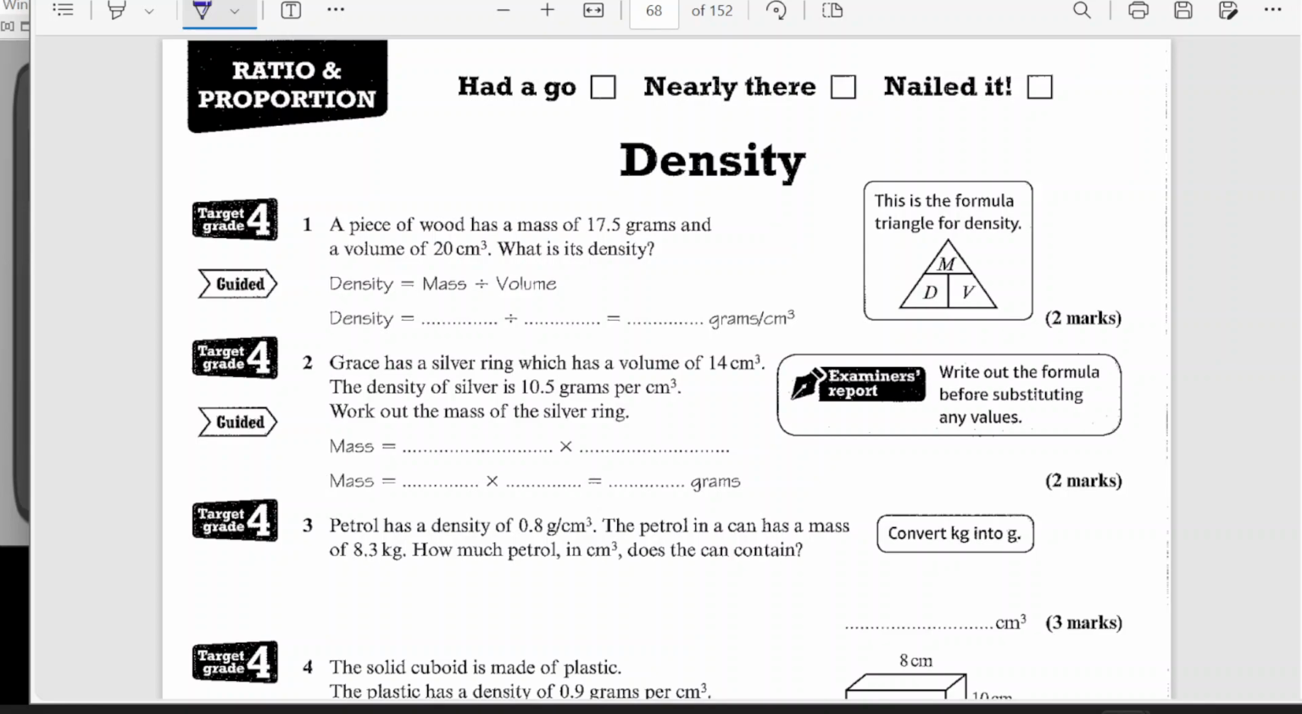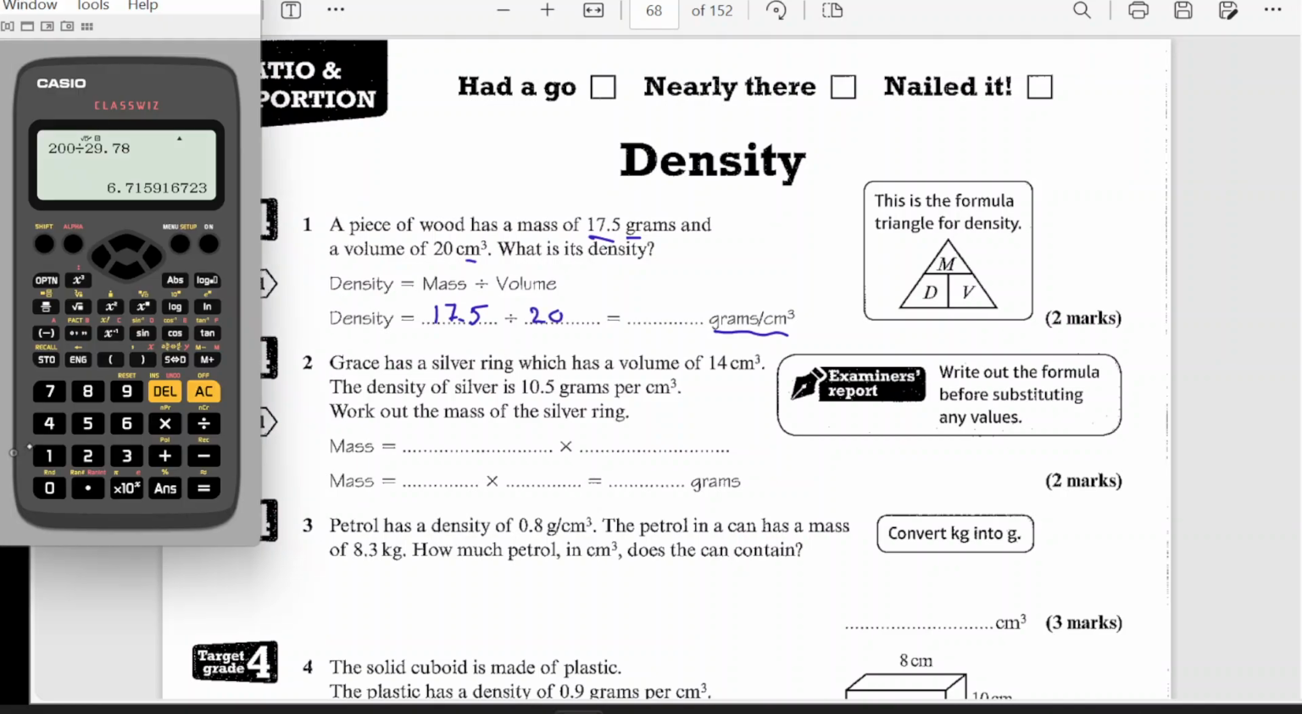Okay, so question one. A piece of wood has a mass of 17.5 grams and a volume of 20 centimeters cubed. What is its density? And we've got it broken down. Density is equal to mass divided by volume. So the mass of this, we're told, was 17.5. I'm just checking my units at the moment. Grams, centimeters cubed, and our unit is in grams per centimeter cubed. So we don't need to adjust any of our units. So we've got 17.5 divided by 20, so we'll bring that calculator in. 17.5 divided by 20 gives us 0.875.